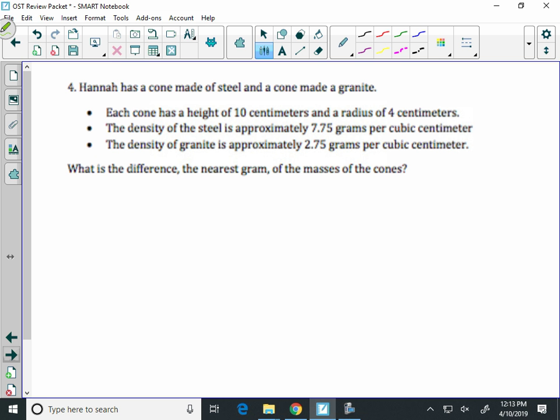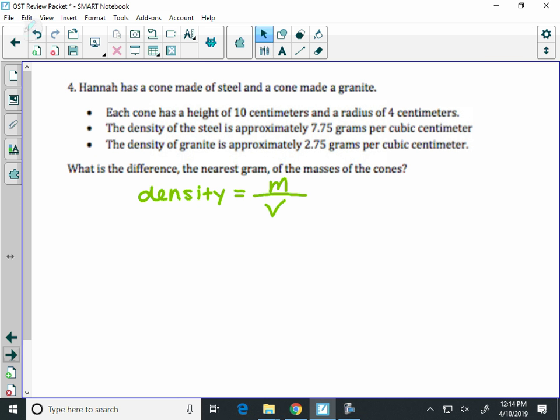So this formula is not given to you, but density is equal to mass divided by volume. Whenever you're trying to find density, mass divided by volume. But in this particular problem, what are we trying to find? The difference between the what? Mass, right? So if we look at that formula, which variable are we going to end up solving for? M, right? We're trying to find the difference between the masses, so we want to solve for M.